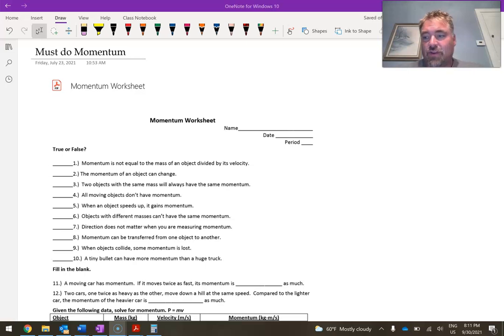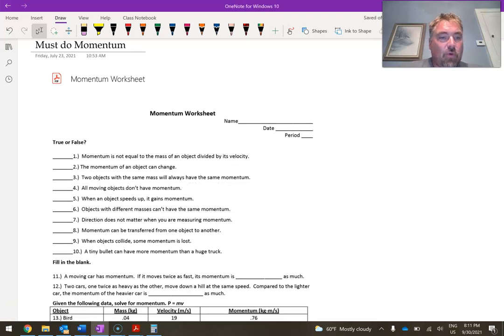Okay, in this recording, we're going to be looking at the momentum worksheet. Now, we're going to start off with a couple of true or false questions. This first one is kind of like a double negative: momentum is not equal to the mass of an object divided by its velocity. That's true, because momentum is equal to mass times the velocity.